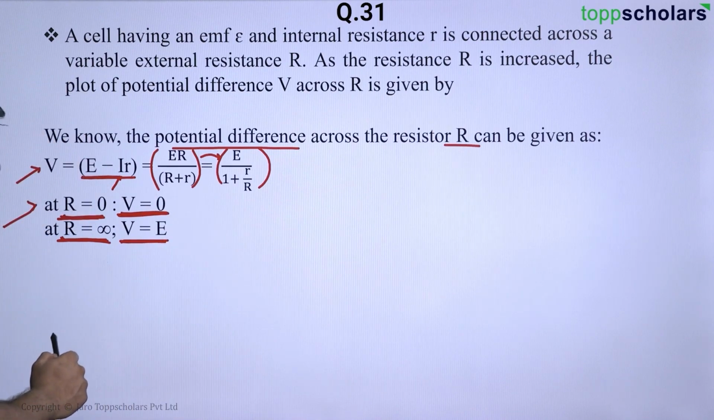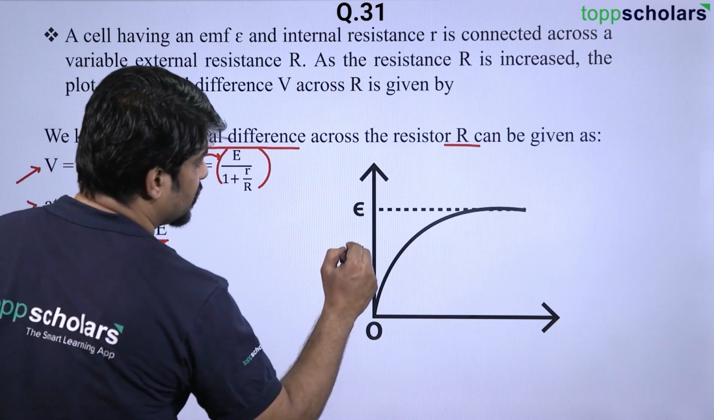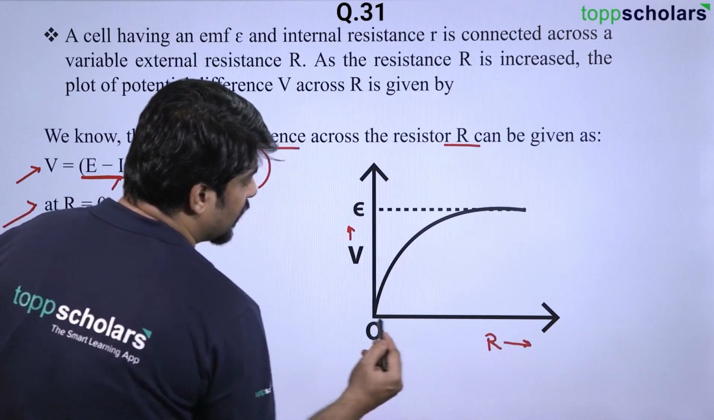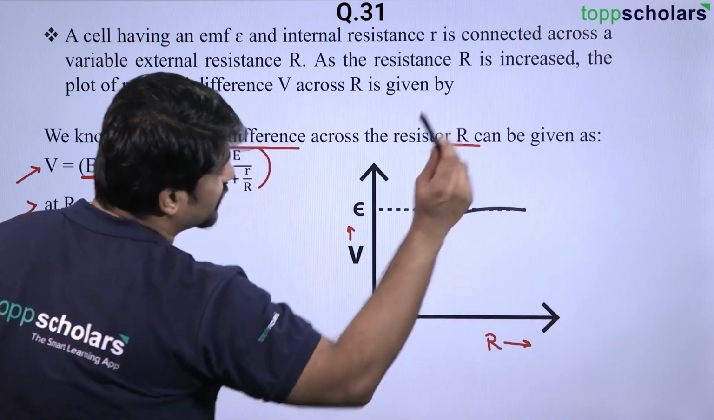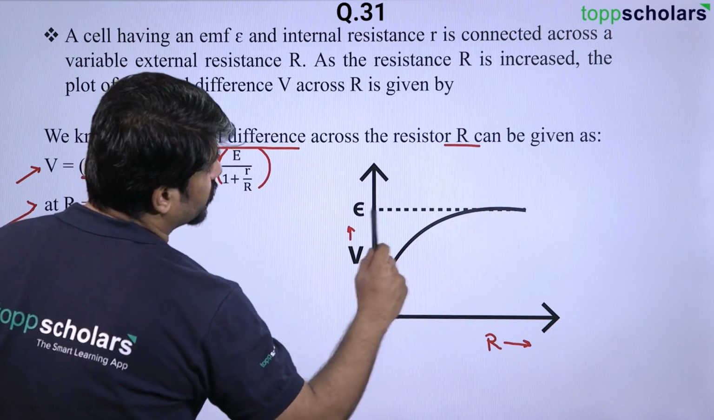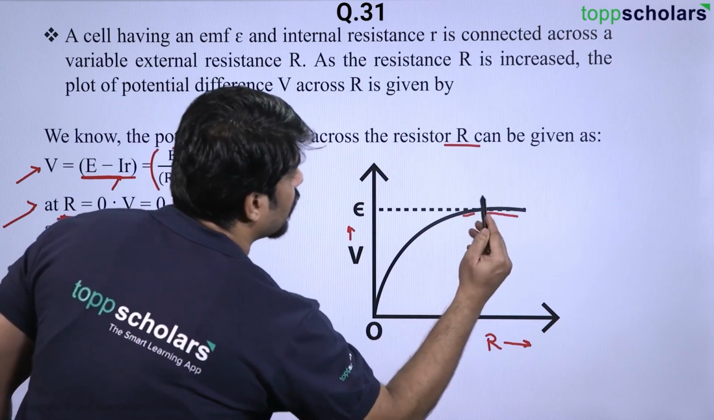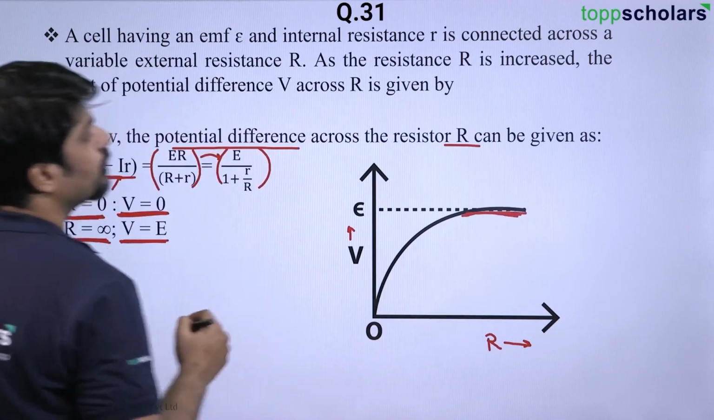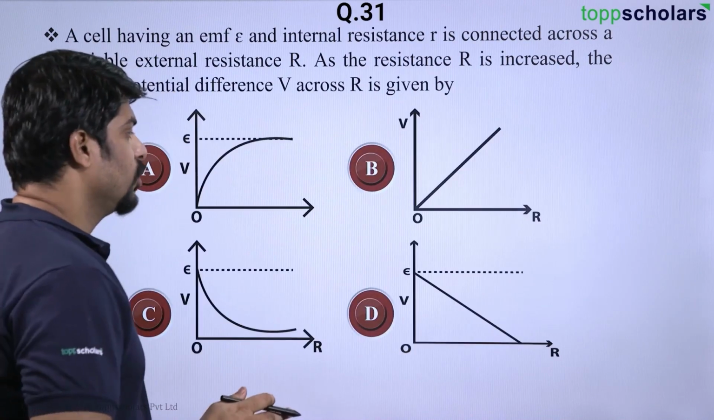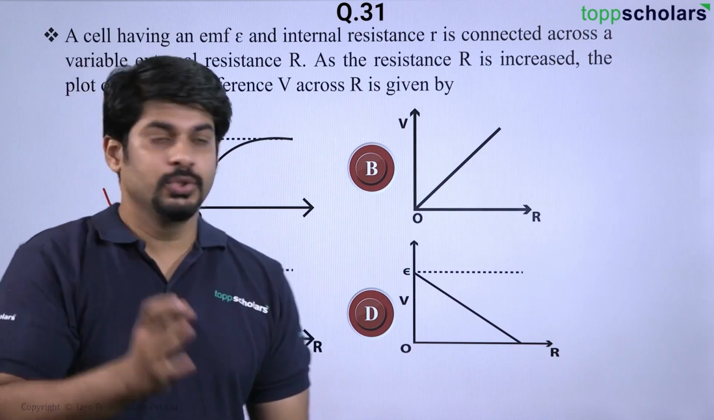So, therefore, the correct graph would be this one. You can see here, this is the y-axis showing voltage, and here we have R, the resistance. As we increase R towards infinity, you can see voltage is increasing, but it will never cross this EMF. It will eventually tend towards the value of EMF. So, that is what is happening over here. Therefore, this is going to be the correct plot, and the correct answer is option A.